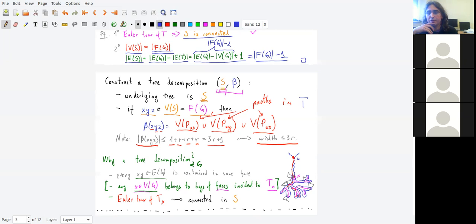So this walk proves that the set of faces incident to TX is connected in S. Good. So this was the check that our decomposition S beta is indeed a tree decomposition of the original graph G. And in fact, this coincides with our intuition that we had at the beginning, that the bags of the tree decomposition will be radial paths and will sweep the area around vertex u radially. It's just that we keep three radii at a time rather than two, as our intuition was suggesting. Good. So this was the proof of the bound between the radius and the Treewidth of a planar graph.